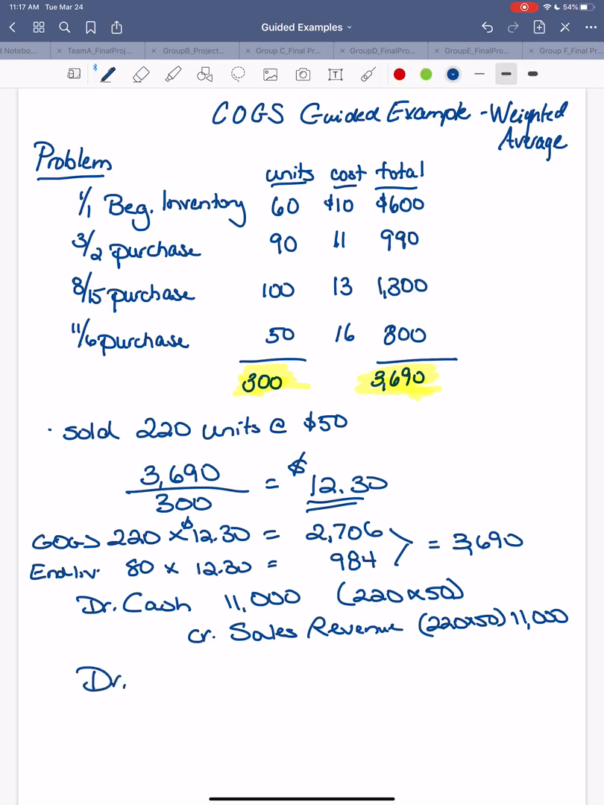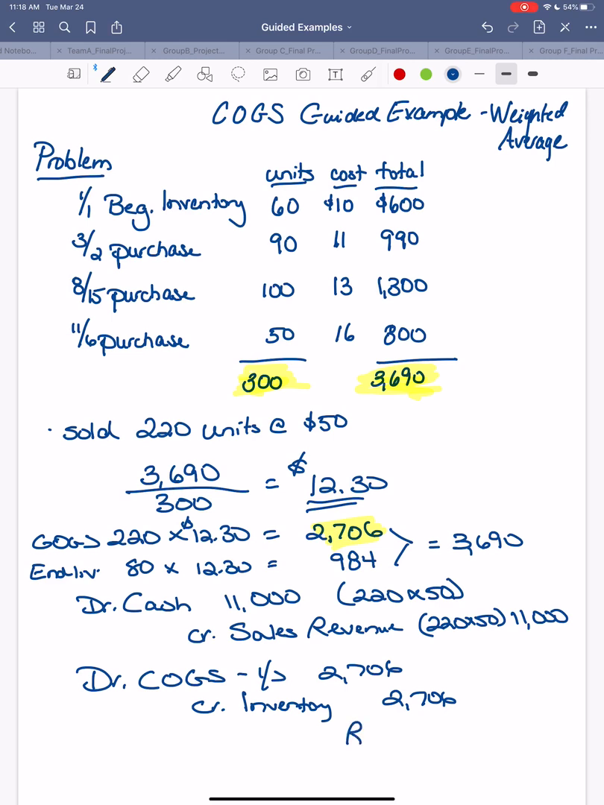And I need to make my cost of goods sold. So I'm going to debit cost of goods sold, which is on the income statement. And I picked it up here from above where I did the math. That's 2,706. I credit my balance sheet account inventory, 2,706. Voila.